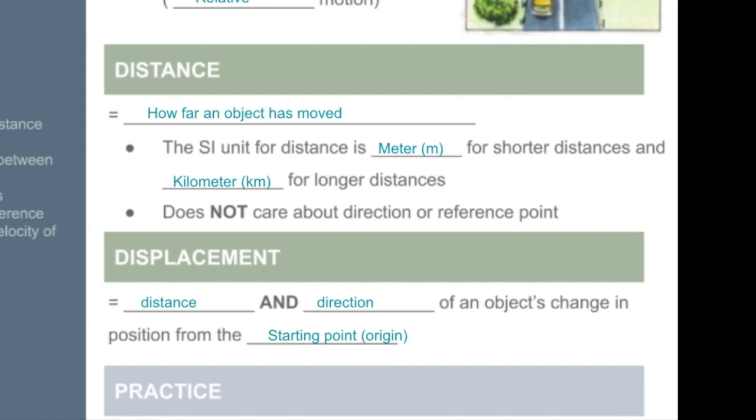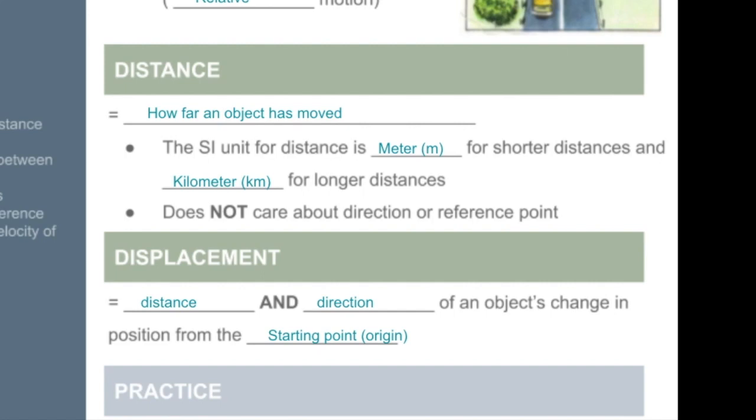Distance is just how far an object has moved. The SI unit for distance is meters for shorter distances and kilometers for longer distances. Some of our problems will have things like miles, but generally for scientific measurement, we would want to make it in meters or kilometers. Distance does not care about direction, so that's going to be different than displacement. Distance and displacement are very similar, but distance doesn't care about the direction or the reference point. It just calculates how far that object's moved.